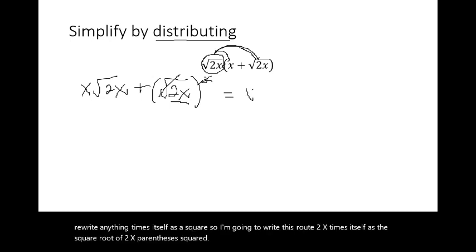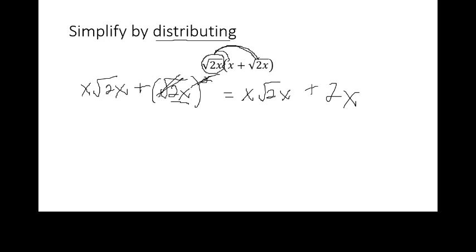So this will simplify as x square root of 2x, plus when those canceled out, you were left with 2x. Now, fortunately, these are unlike terms because this has a square root of 2x in it and this no longer does, so we're going to call this our final answer.